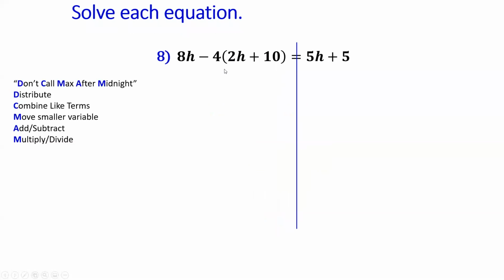Let's look at number 8 now. Same exact method. I'm going to start with my steps, and I'm going to draw my line. I'm going to start with distribute. In this case, I have a negative 4 outside my parentheses. So yes, I need to distribute that negative 4.